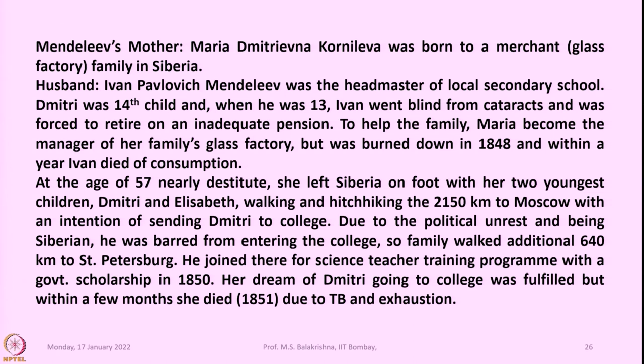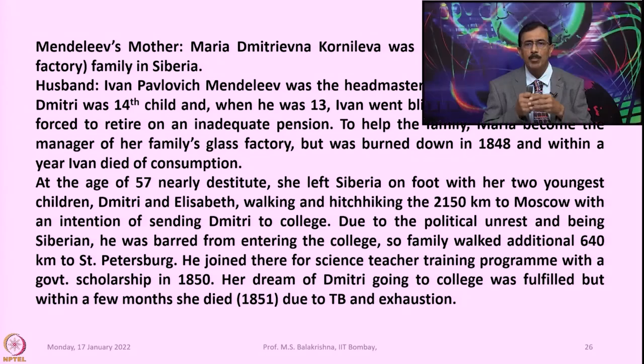To help the family, Maria became the manager of her family's glass factory, but it was completely burned down in 1848, and within a year Ivan died of consumption, that is tuberculosis. At the age of 57, nearly destitute, she left Siberia on foot with her two youngest children, Dmitri and his younger sister Elizabeth, walking and hitchhiking about 2150 kilometers to Moscow with the sole intention of sending Dmitri to college. And look at the desire and determination of a mother to educate her children.